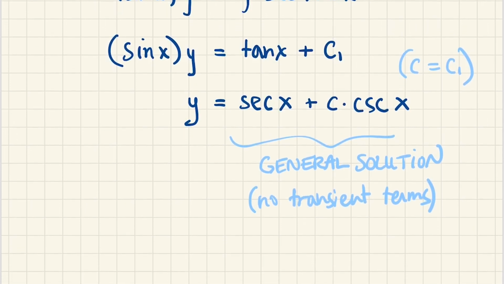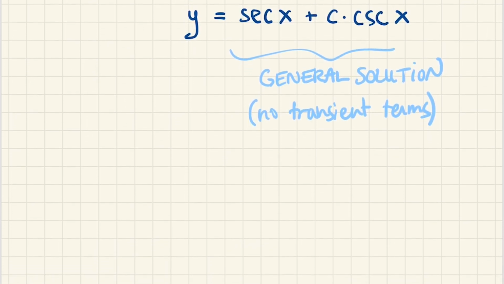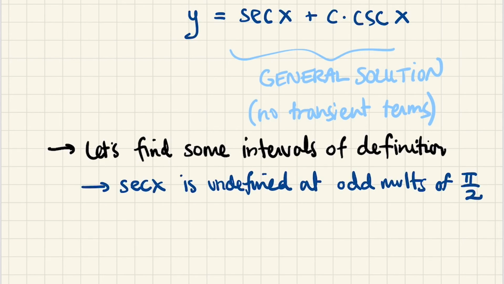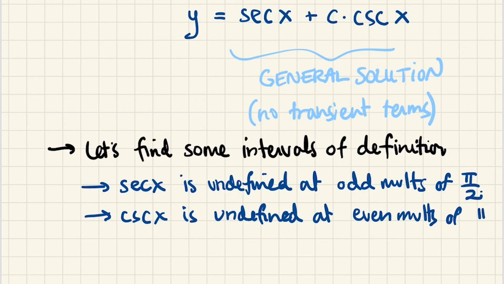And let's try to find some intervals of definition here. Okay, well, secant is undefined at odd multiples of pi over 2, isn't it? And, well, cosecant is undefined at even multiples of pi over 2, namely 0, pi, 2 pi, 3 pi, etc., which means that our general solution is undefined at any multiple of pi over 2.